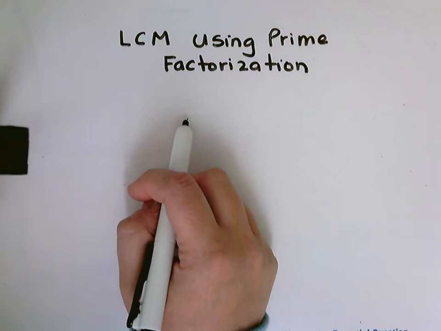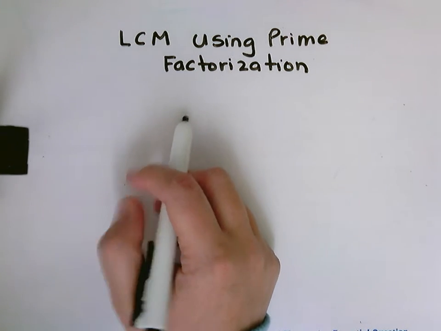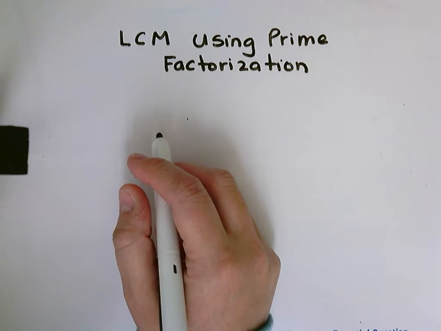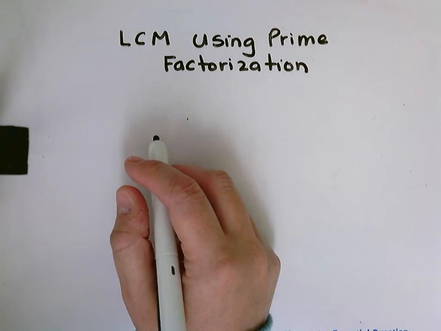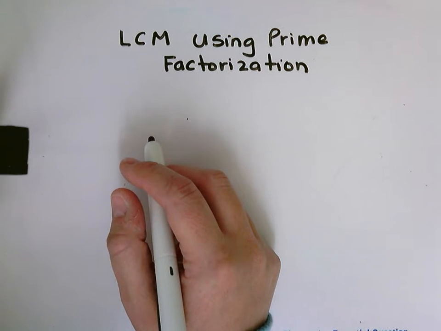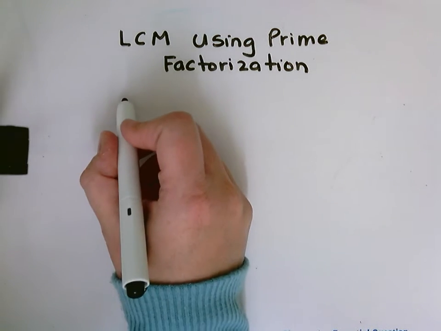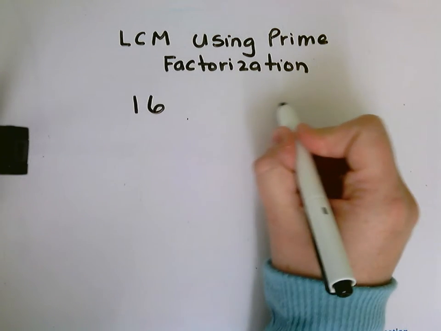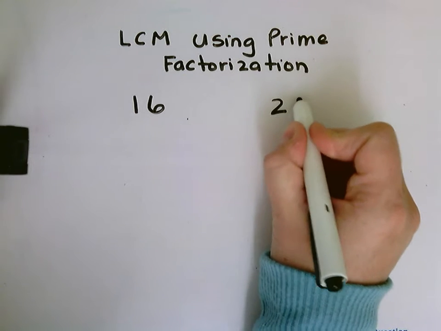Today's video, we are going to be finding the least common multiple of two numbers using prime factorization. So we've learned how to find the least common multiple using a list of multiples, but this is another strategy, especially when we're using larger numbers. So let's do an example of the prime factors of finding the least common multiple of 16 and 20, okay?